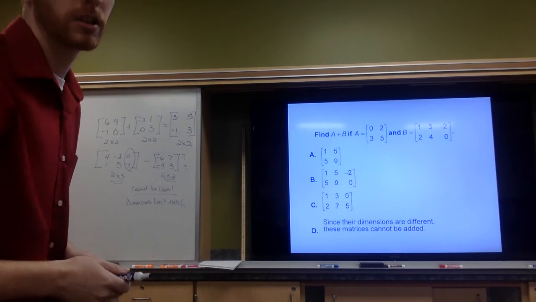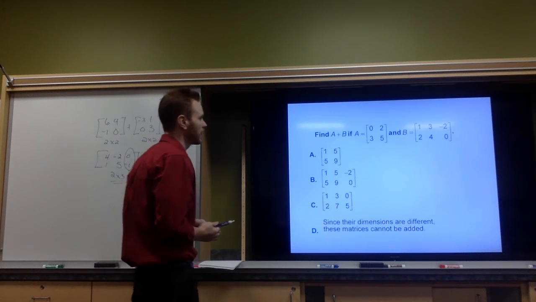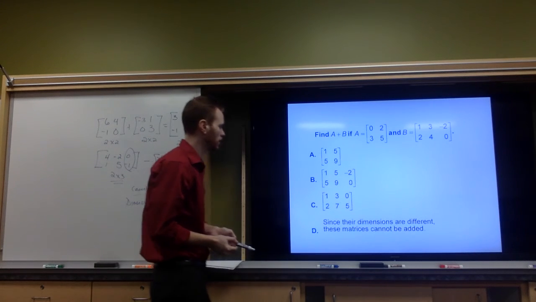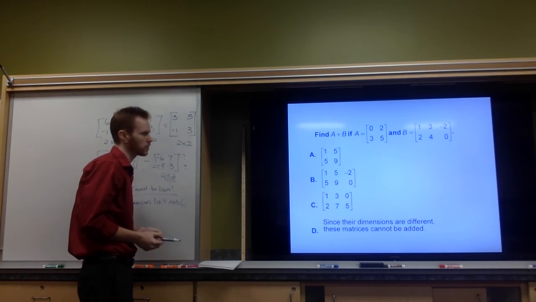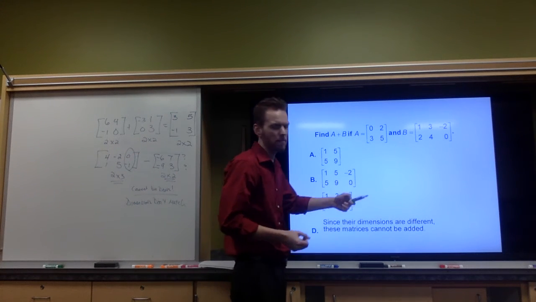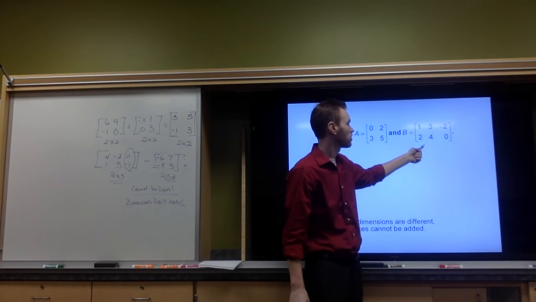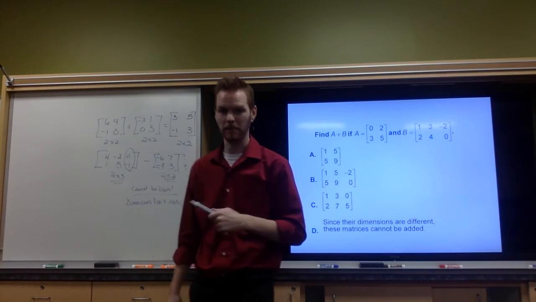Okay? So the last one, and you can probably see the answer for this guy. I have these two matrices. If I add them together, what's the answer going to be? Well, the answer is going to be the last one, right? Their dimensions are different. The matrices cannot be added. That's a 2 by 2. This guy is a what? 2 by 3. They have to match up.